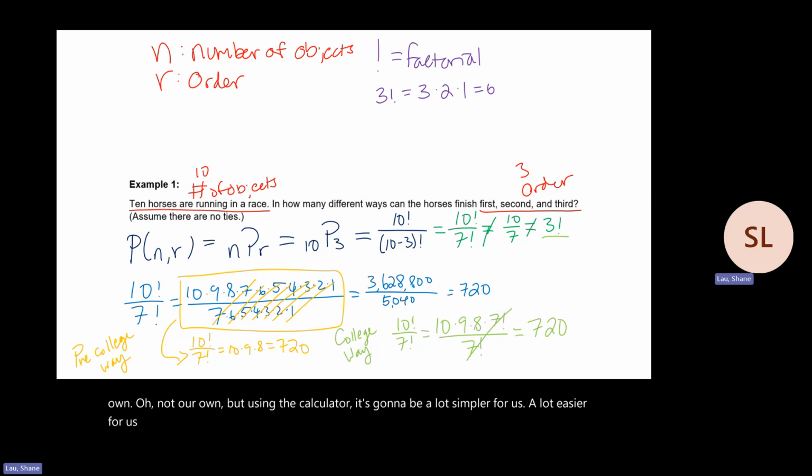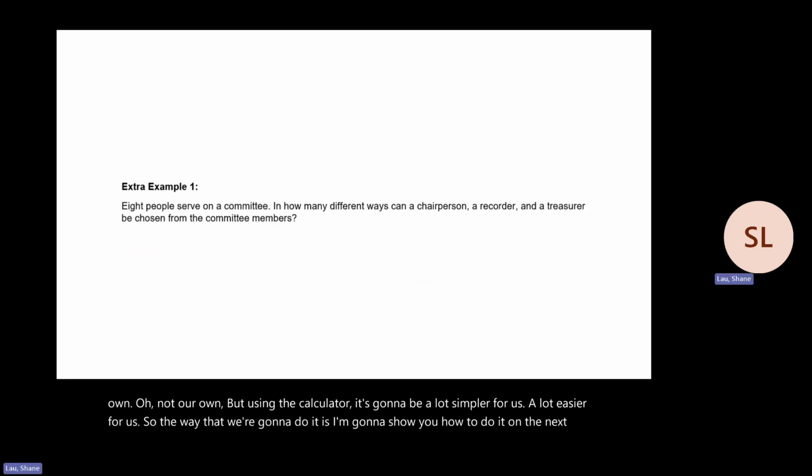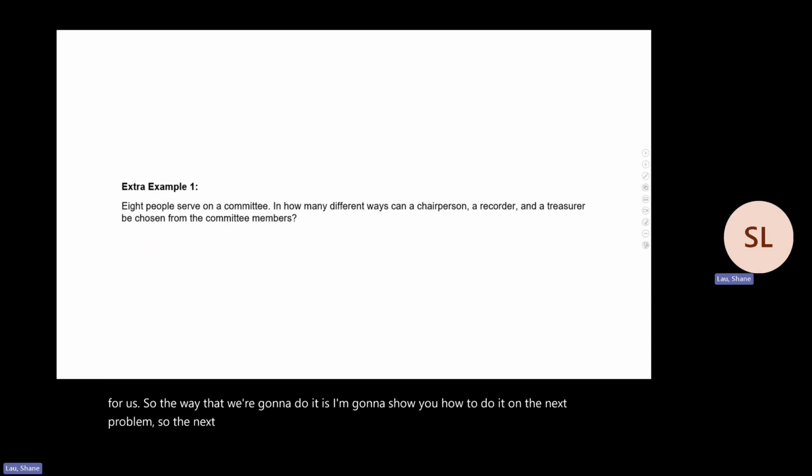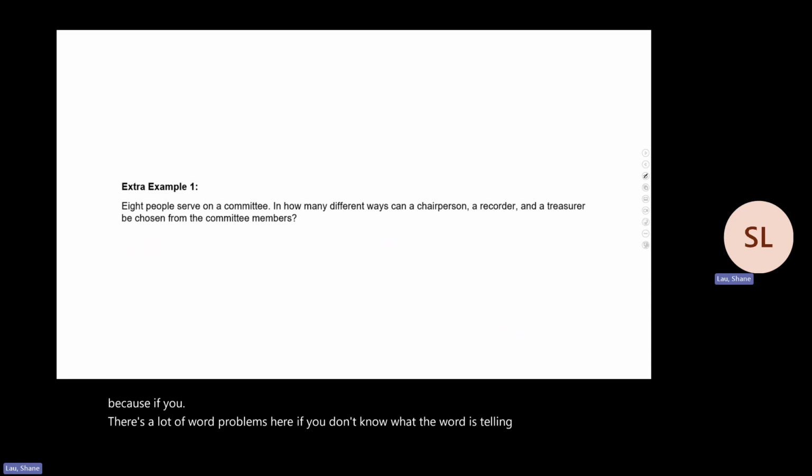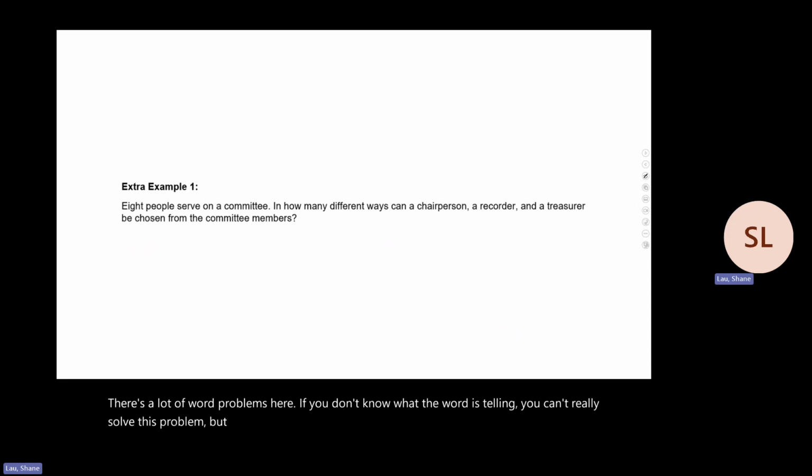So the way that we're going to do it is I'm going to show you how to do it on the next problem. What you're going to do is you're first going to annotate. You need to annotate for this because there's a lot of word problems here. If you don't know what the word is telling you, you can't really solve this problem. But again, we need two things. We need our n, we need our r. And so the n is the number of objects, r is the order.